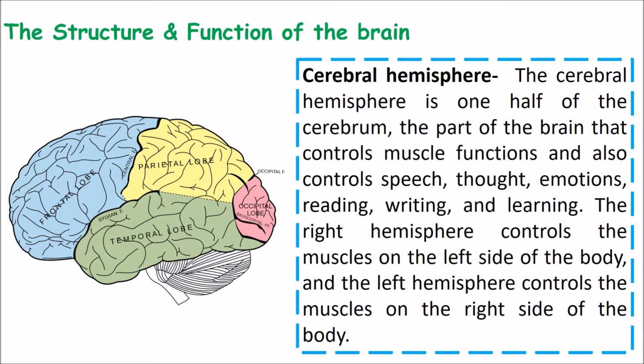The cerebral hemisphere is one half of the cerebrum, the part of the brain that controls muscular functions and also controls speech, thought, emotions, reading, writing and learning. The right hemisphere controls muscles on the left hand side of the body and the left hemisphere controls muscles on the right hand side of the body.